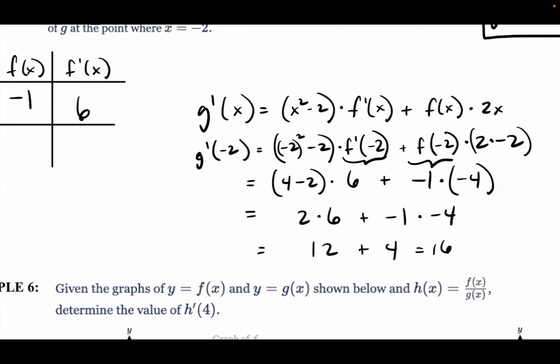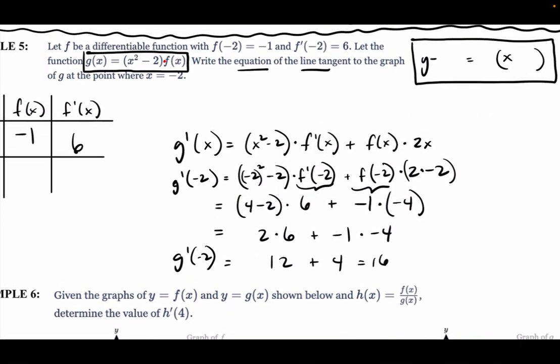16 is the slope, and then you plug in negative 2 into the original equation, y. So that's my slope. That's going to go there. I already know what x is. They told me x is equal to negative 2. So it'll be plus 2. So it's going to be minus a negative, which is positive 2, right?